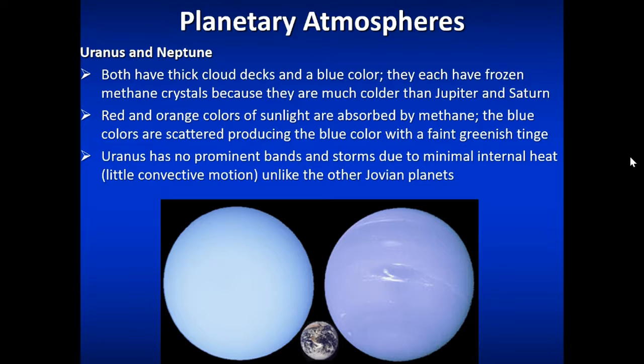Uranus doesn't really have any clouds or bands to speak of because we think it has limited internal heat, so there's not a lot of convection motion, and it's really not rotating very fast.